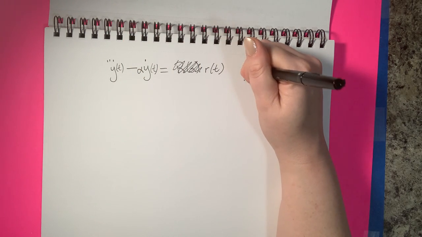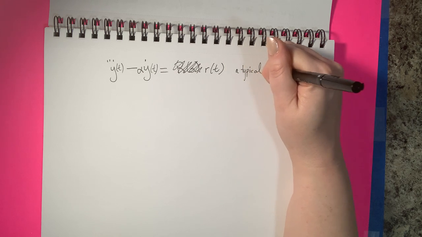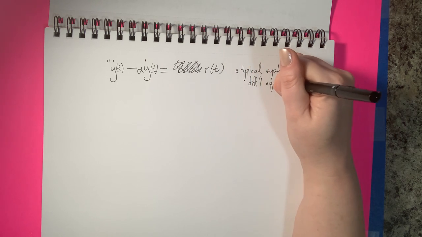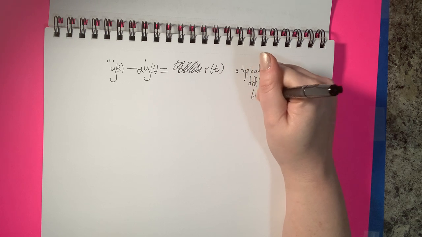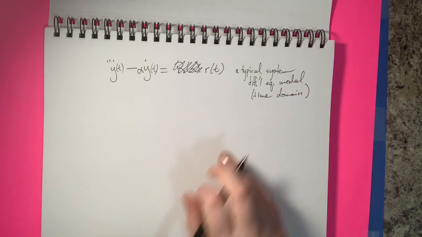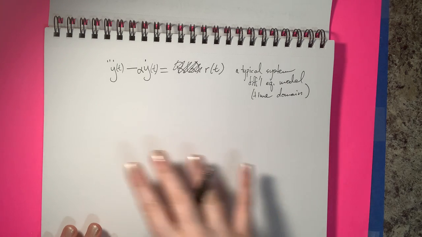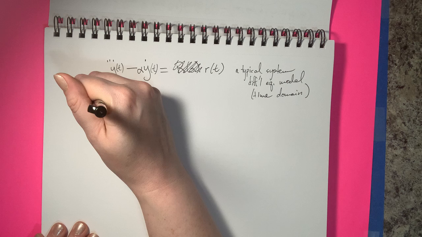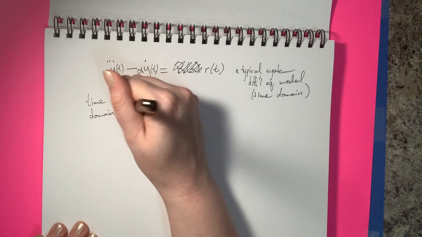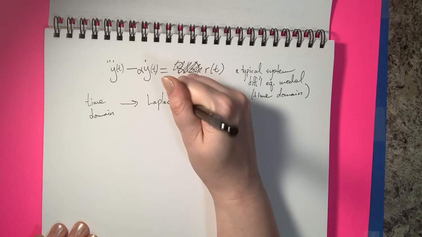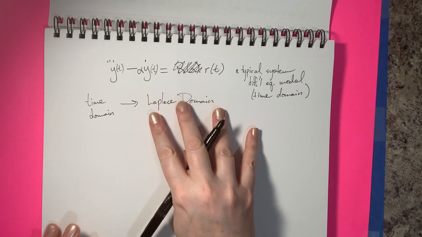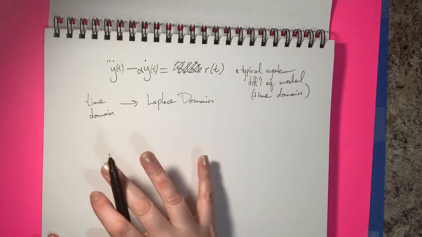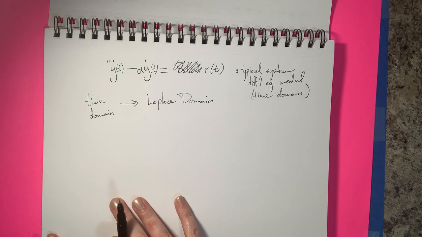So this is a typical system differential equation model. It's in the time domain. So we're looking at this, and what we want to do is go over to the Laplace domain. So I'll go from the time domain to the Laplace domain. That's pretty simple. We've done an example like this before, but anytime I have a derivative, I would place an S. The Laplace S symbol would represent differentiation.